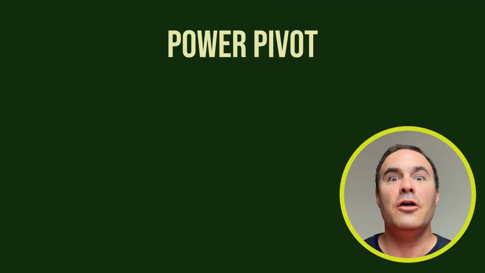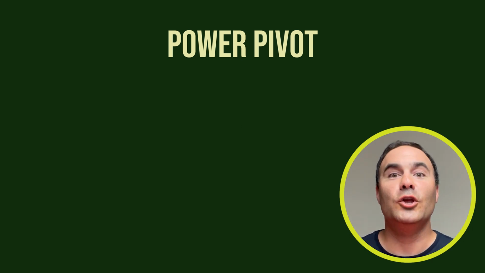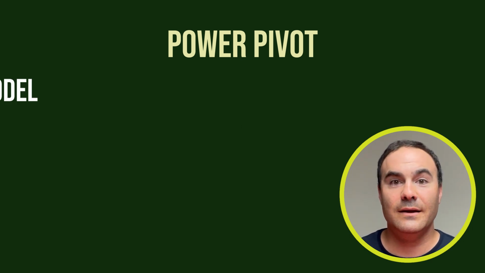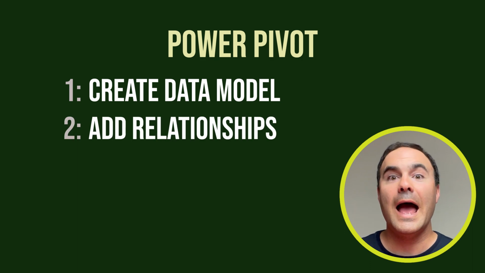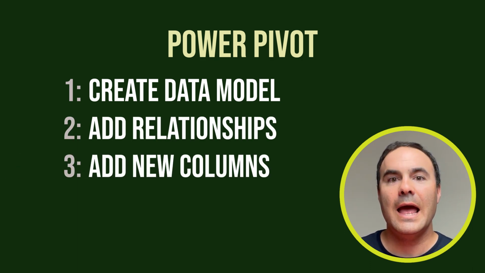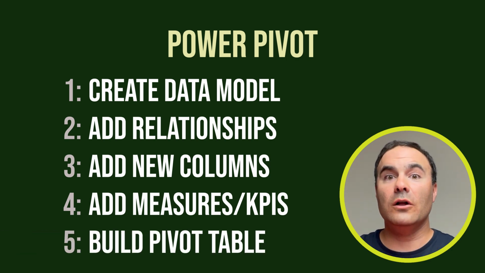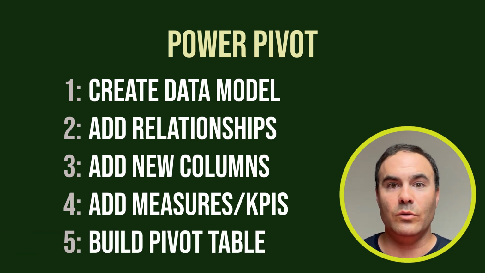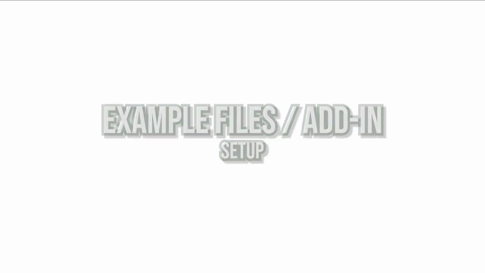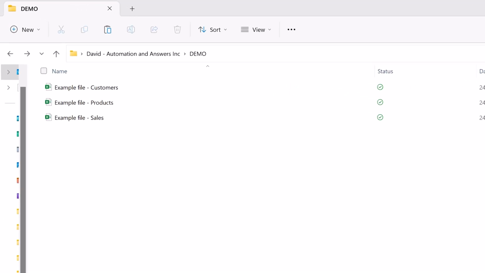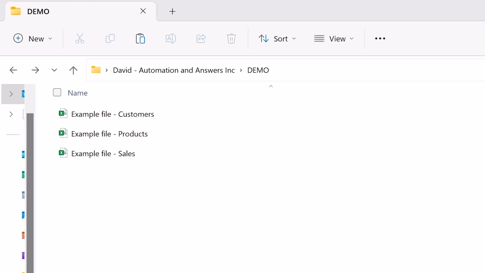In fact, that's what we'll do in this tutorial using these 5 steps. Create data model, add relationships, add new columns, add measures and KPIs, and finally, we'll bring it all together by building a pivot table. So let's dig in and get things set up. The links to these example files are in the description.